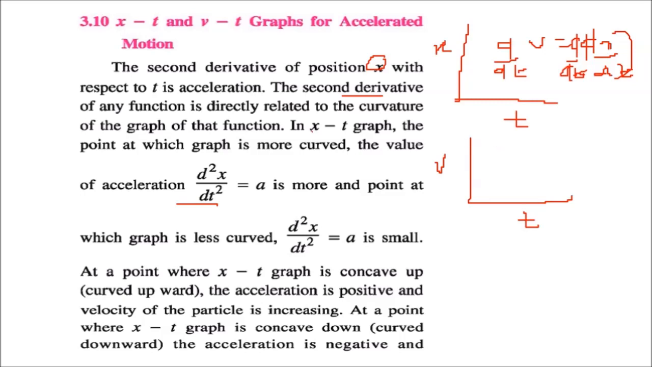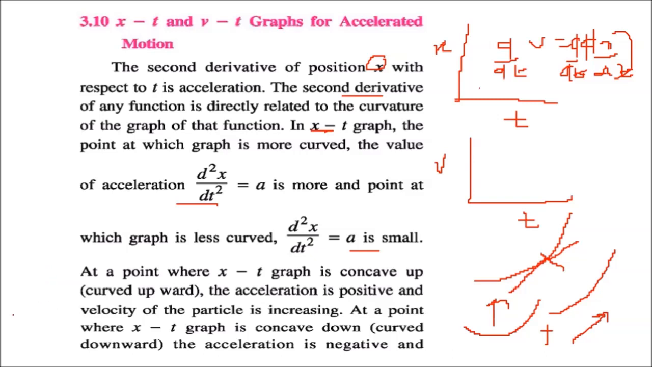In the xt graph, where the graph is more curved, the value of acceleration is more, and where the graph is less curved, then this d2x by dt square, the acceleration, is small. So the point where this xt graph is concave up, or you can say curved upward, the acceleration is positive and the velocity is increasing.